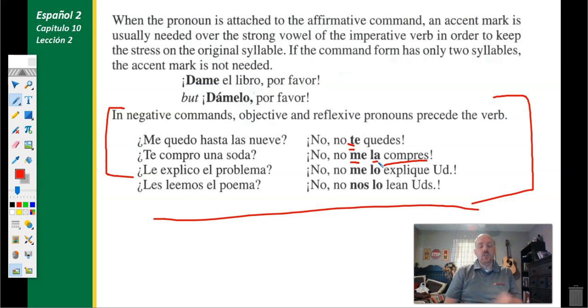All right, so we have to make sure that all of those pronouns agree with the words that they are replacing, but the placement also has to be correct. Again, with affirmative commands, those pronouns will get attached to the end. But with negative commands, they will come before the conjugated form of the verb.